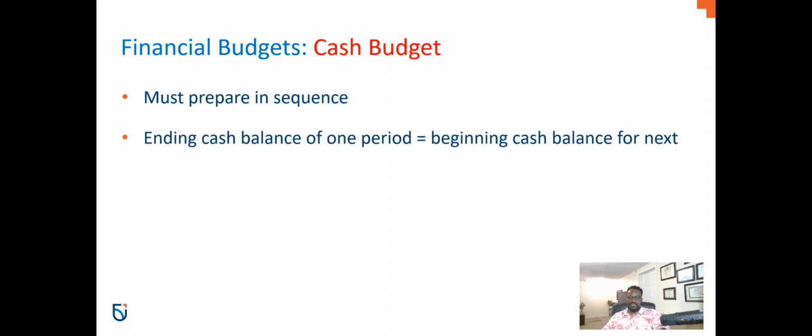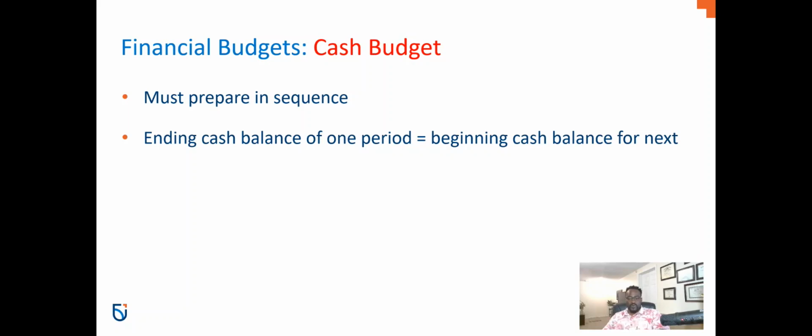So the idea here is that when you're preparing the cash budget, prepare it in sequence. Make sure that you always start with the beginning balance. So the ending balance in the previous period becomes the beginning balance in the current period. And then obtain information from other budgets and from management and from other sources.